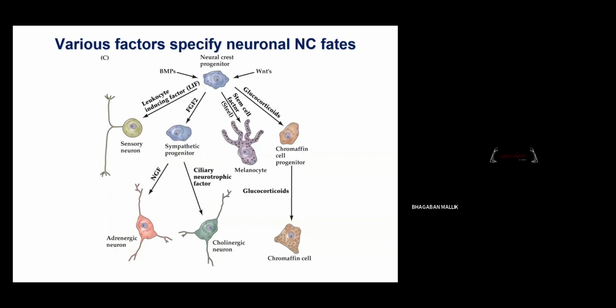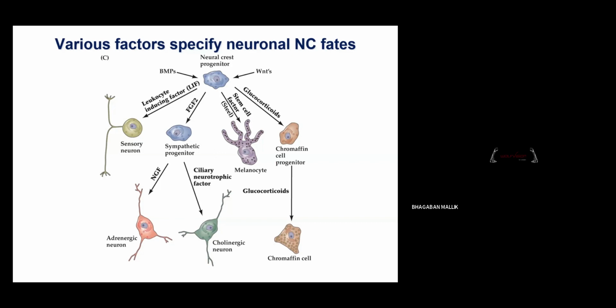More closely, this is a very complicated thing, and a lot of signals are there. These are the neural crest progenitor cells. If you have FGF2, they become sympathetic progenitors. Then with NGF, they become adrenergic neurons. With this factor, they become melanocytes, or with glucocorticoids, they become chromaffin cell progenitors, which become chromaffin cells. So we have different kinds of local signals which transform the neural crest cell to different groups of cells.